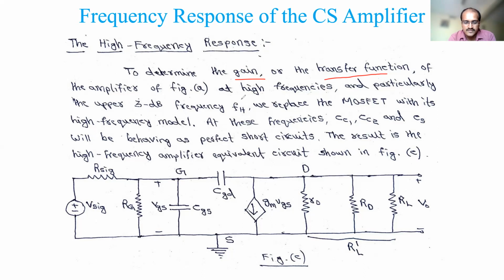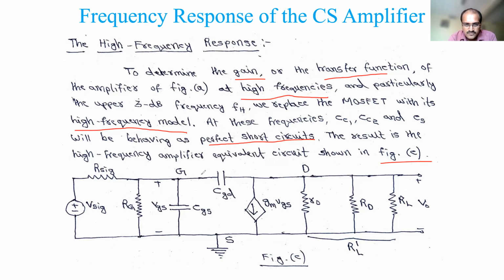Because I am considering the high frequency response, and particularly the upper 3 dB frequency FH, we replace the MOSFET with its high frequency model, which we have seen previously, including the capacitances. I will place that here for the MOSFET. At these frequencies, CC1, CC2 and CS behave as perfect short circuits. This is no change. The result is the high frequency amplifier circuit shown in figure C. Figure A showed the common source amplifier, figure B the 3 frequency bands, and now this is figure C. It's a continuous discussion.